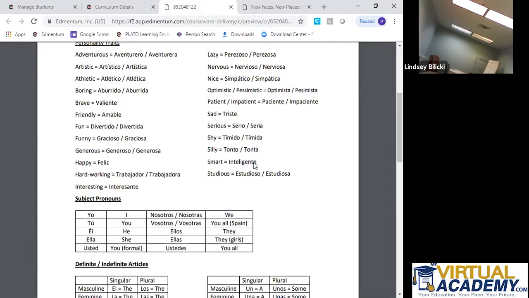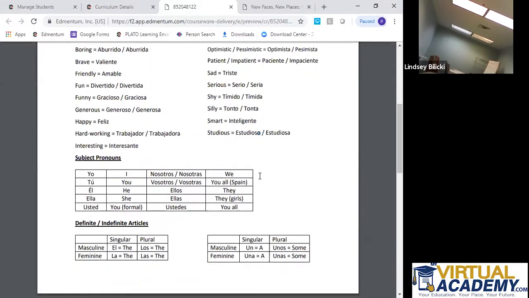Smart, intelligent. Inteligente, I'm sorry. It sounds like intelligent in English, and it's actually the same thing. In Spanish you will say inteligente. So you can either say smart or intelligent, inteligente. Studious, estudioso, estudiosa.